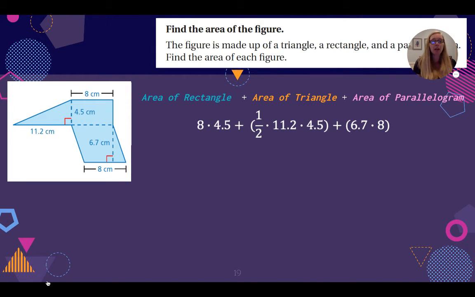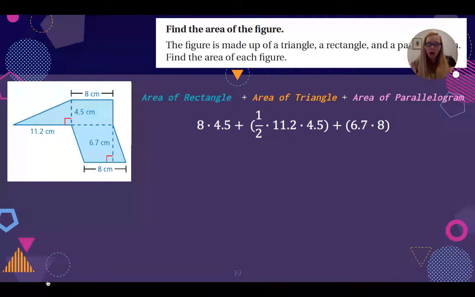And a parallelogram, kind of similar to a rectangle, is base times height. And base and height have to be perpendicular to one another. So that's why you see the straight up and down length rather than that slanted length. So we're going to multiply 6 and 7/10 times 8.